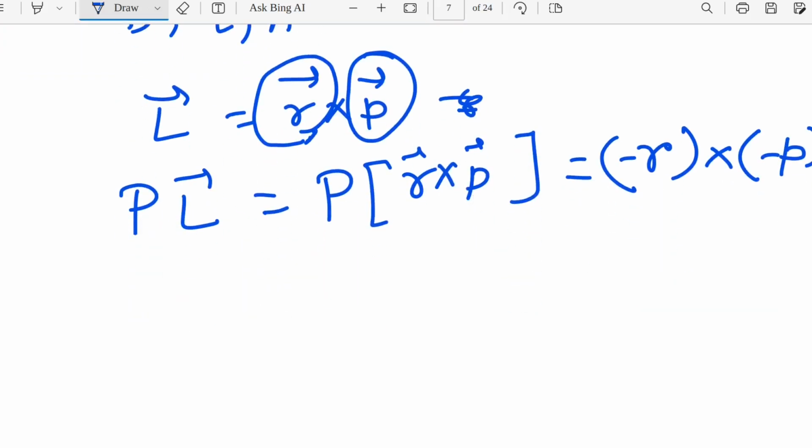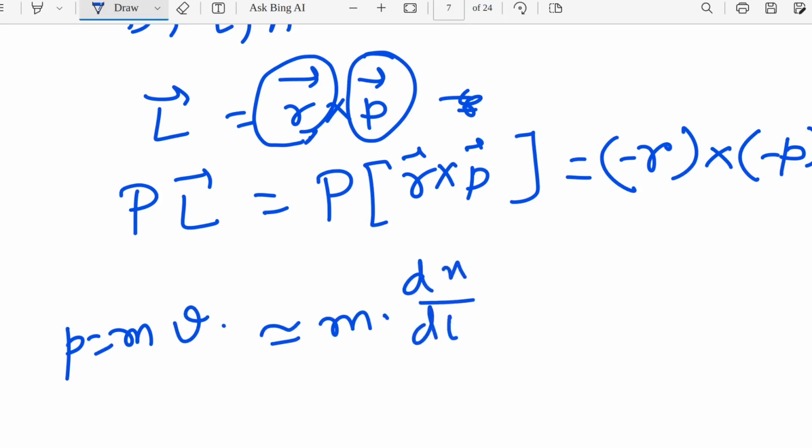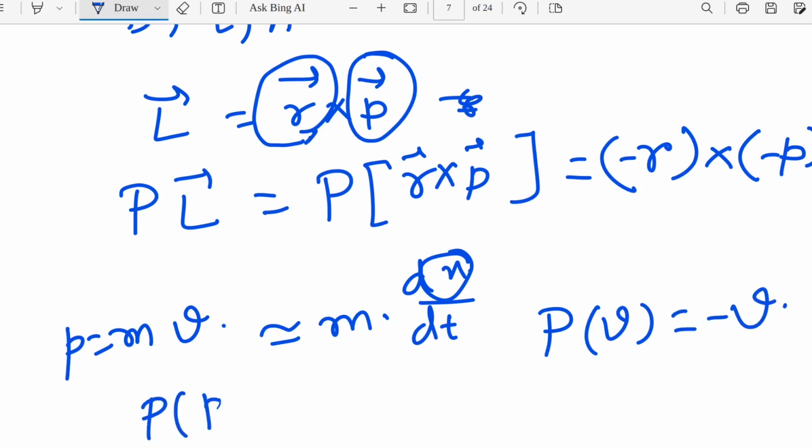Why? Because P is mv, and v is dx/dt. You can see that x is equivalent to r. So under parity r goes to minus r, that means x is also going to minus x. So as a whole, under parity v goes to minus v. That means under parity p goes to minus p. So that's why I have written here minus r cross minus p. If I write minus r cross minus p, it comes as r cross p, which is exactly the L vector, right?